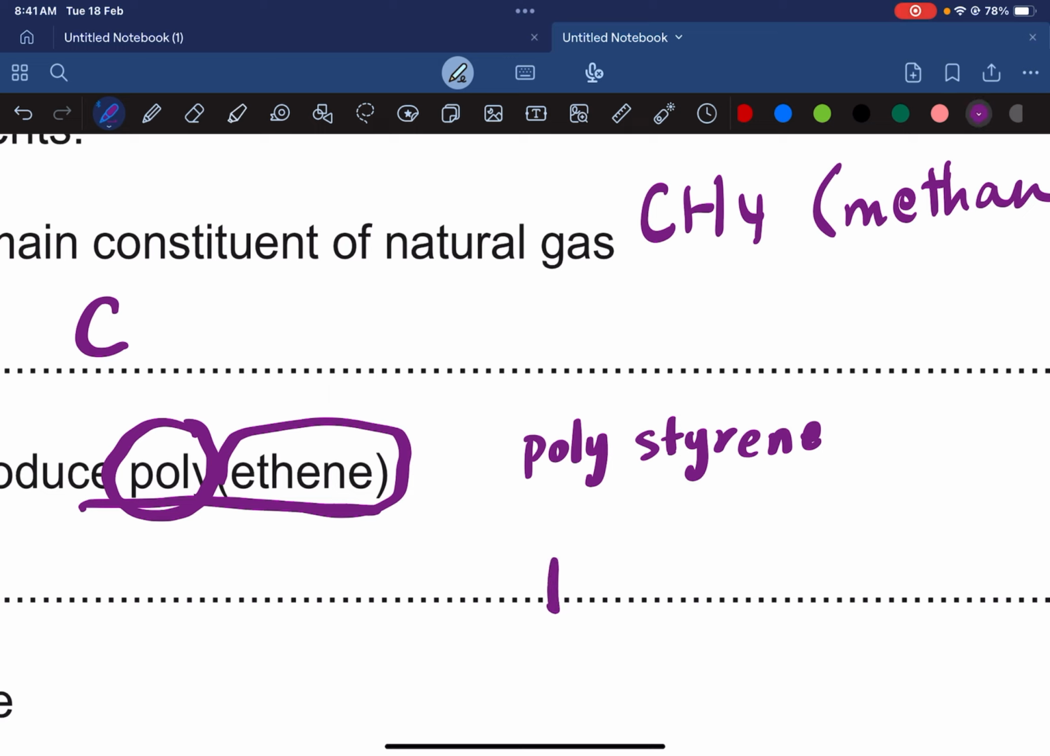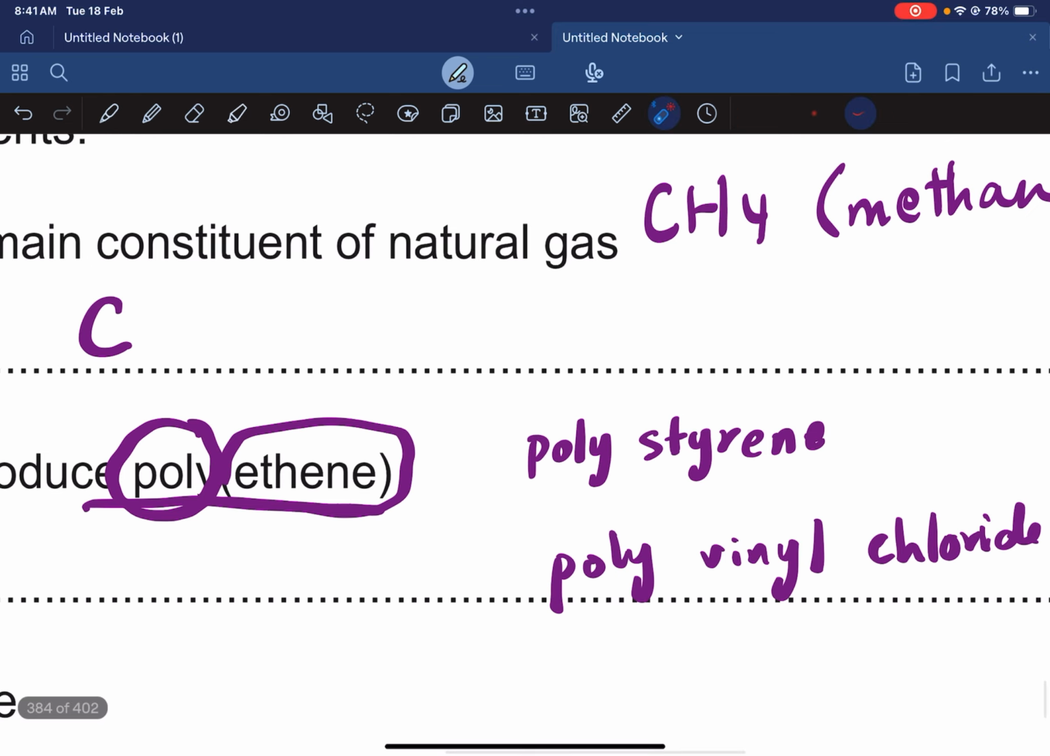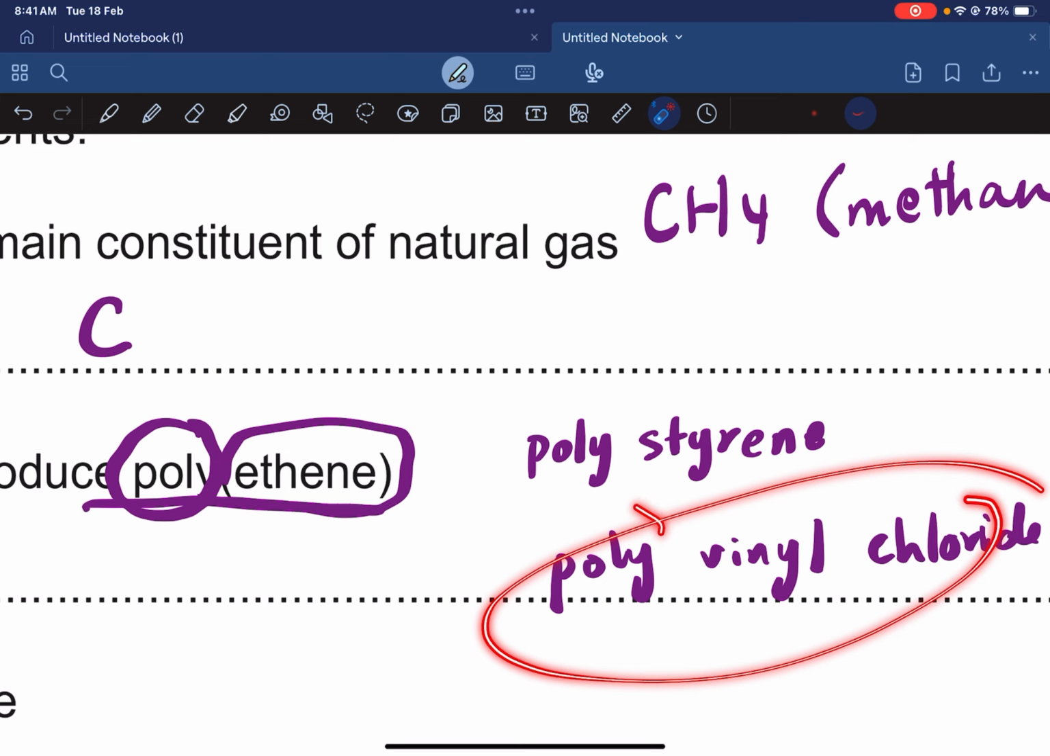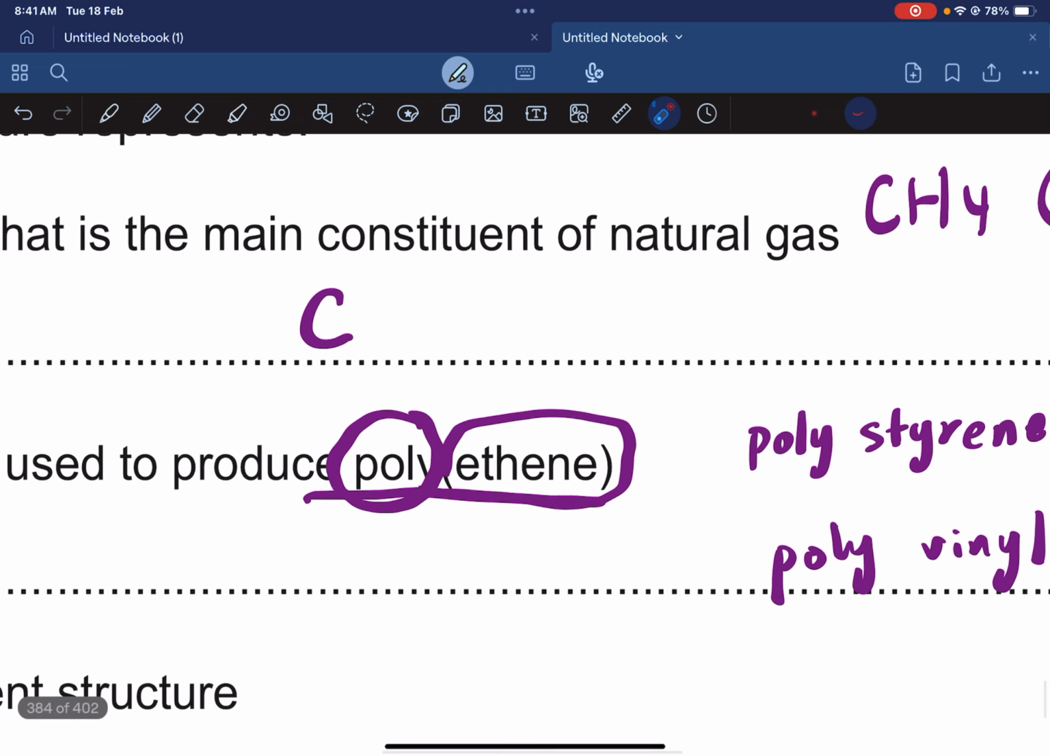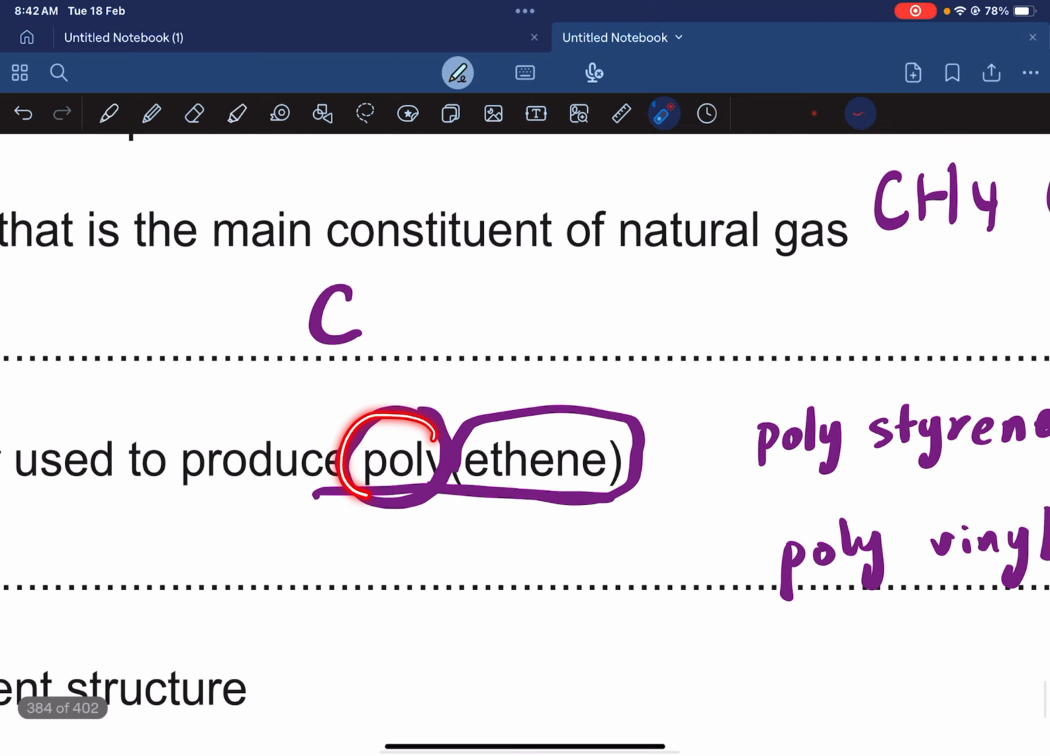If I have polyvinyl chloride, and if I ask you what is the monomer used to make polyvinyl chloride, in this part, poly tells us that it is a polymer, and vinyl chloride tells us that this is the monomer used to make the polymer. This vinyl chloride is going to be the monomer. So in polyethylene, ethene is going to be the monomer used to make polyethylene. The word that comes after poly is basically your monomer used to make it.